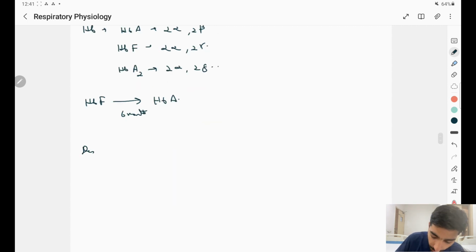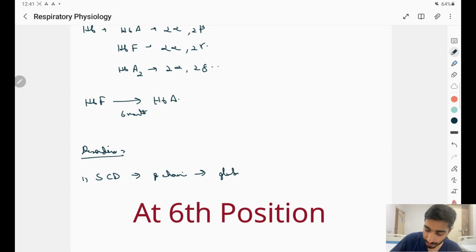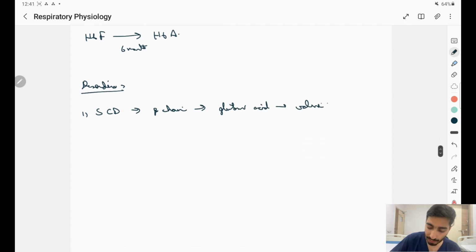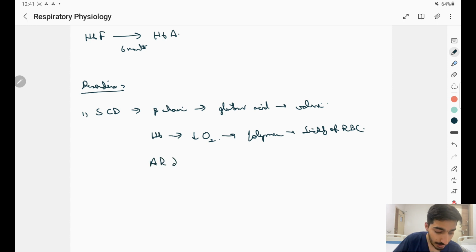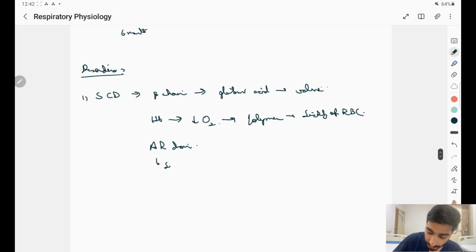Now we'll discuss some disorders of hemoglobin. First is sickle cell disease. In the beta chain, glutamic acid is replaced by valine. This leads to a change in structure of hemoglobin such that whenever hemoglobin is exposed to low oxygen tensions, it polymerizes, and this causes sickling of RBCs. It is an autosomal recessive disease, and whenever there is sickling of RBCs, it leads to painful crisis and infarcts.